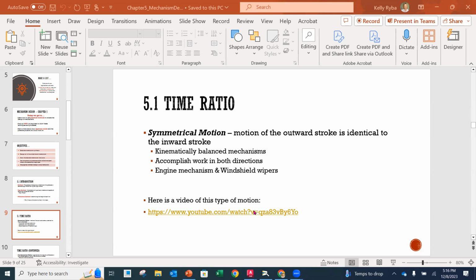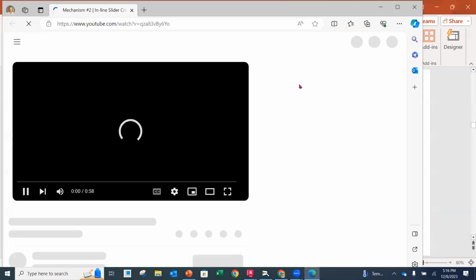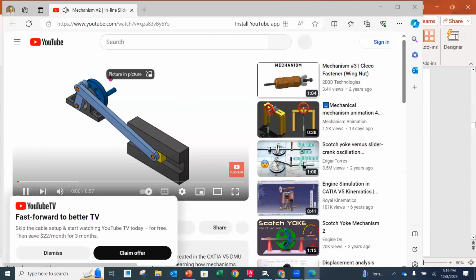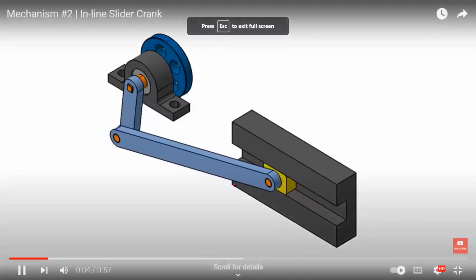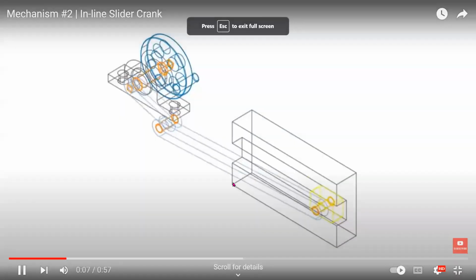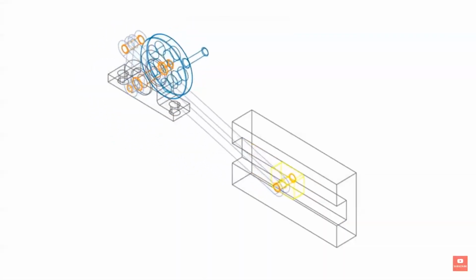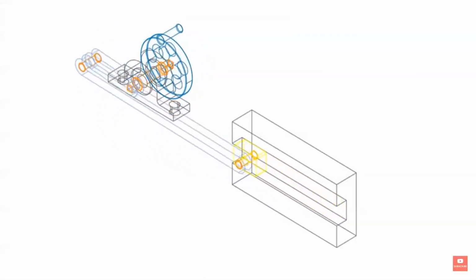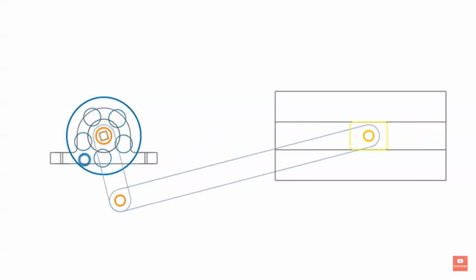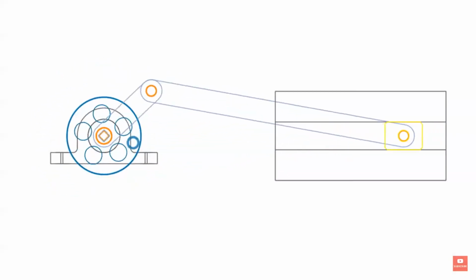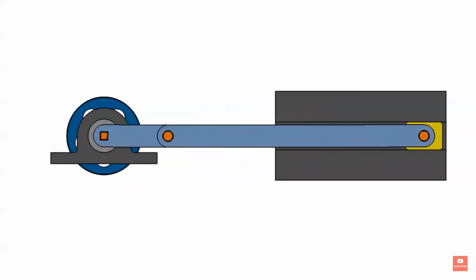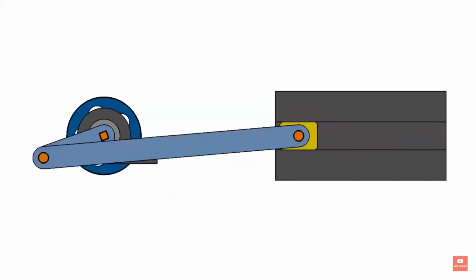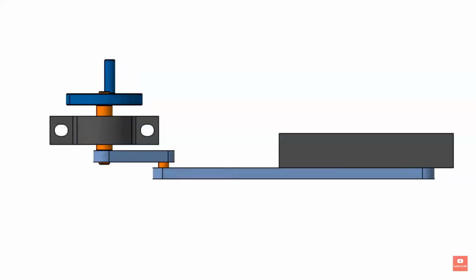So I am going to click my little link here. There we go. It should take us to this video. This is a nice little video. This is a symmetrical motion. So you're going to notice it's a slider crank. And as we go out and we come back the other way on our return, the timing of that motion is exactly the same. So we would have an opportunity to do work in both directions.